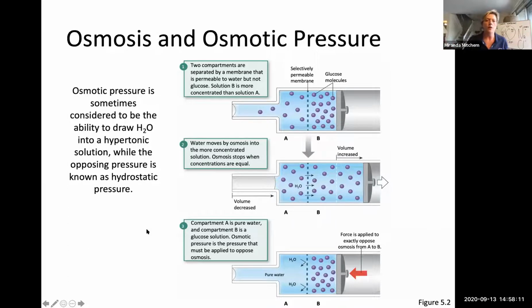So what we're seeing here is that this osmotic pressure sometimes is strong enough to actually draw water into this hypertonic environment and try to dilute it out. That opposing pressure is called hydro, for water, and static, because it opposes it. That is called hydrostatic pressure. And obviously this is a model, but this does happen with our cell membranes.